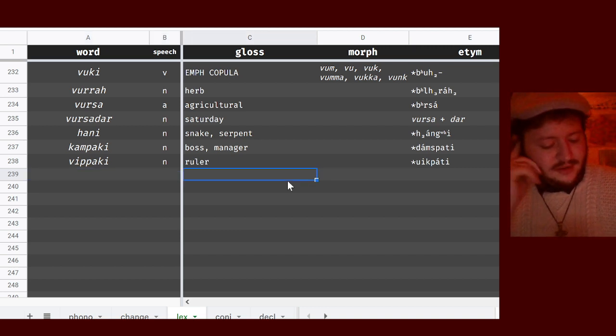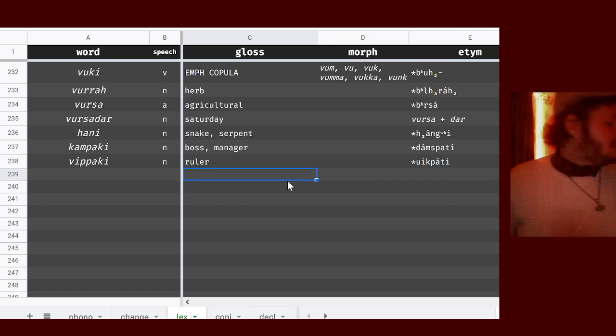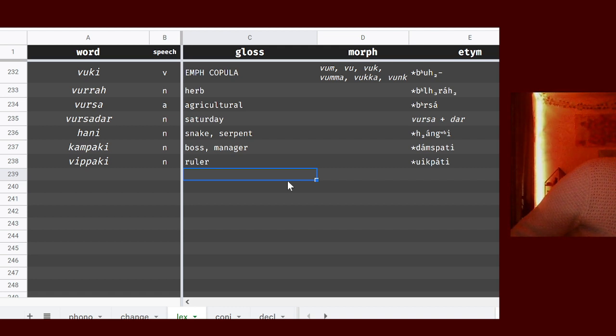I do have some more complete conlangs in the future, but two housekeeping items before I go. Next week is not going to be a conlang showcase. It might be a few weeks before I do another one.